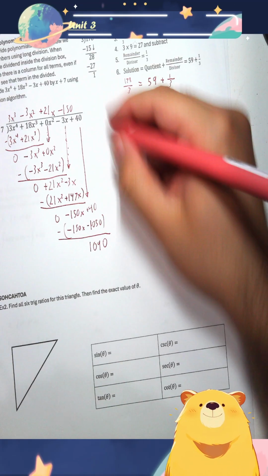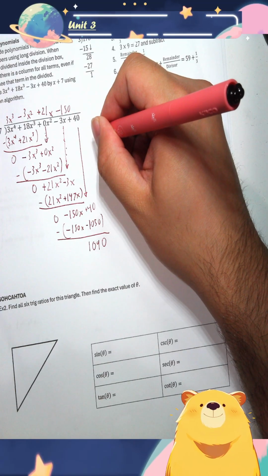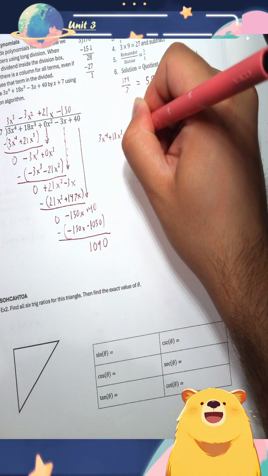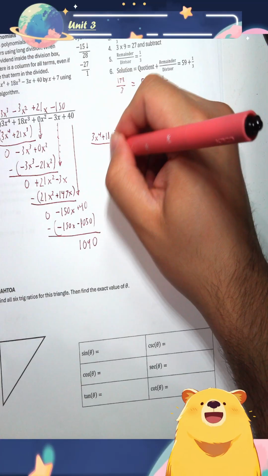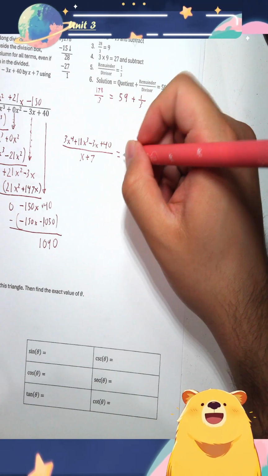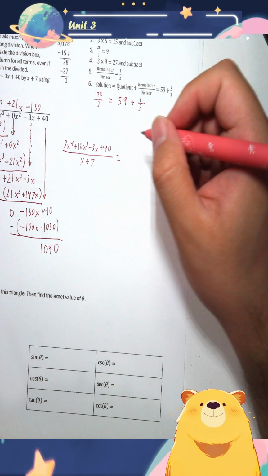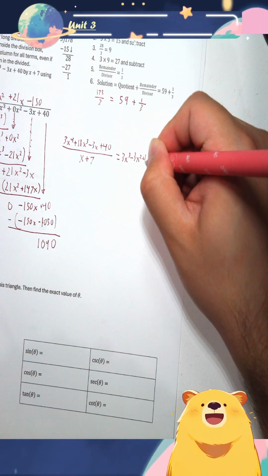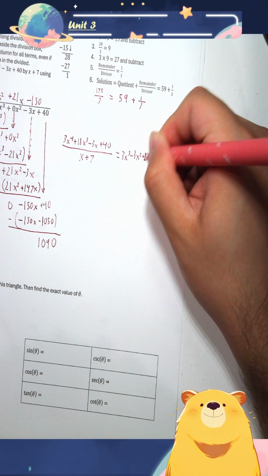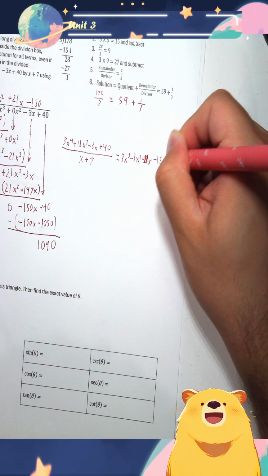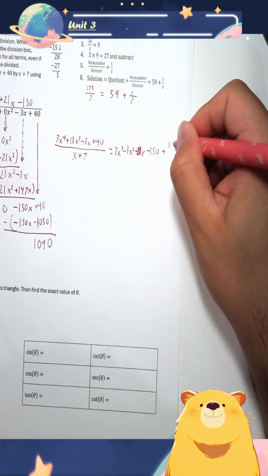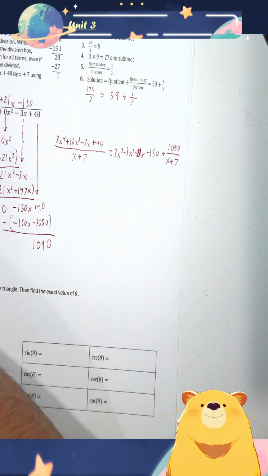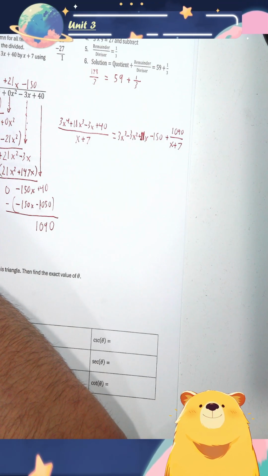Okay, so from here, what does this say? This says that when we took this whole polynomial that reads 3x to the fourth plus 18x to the third minus 3x plus 40 divided by x plus 7, this gives us our fully divided quotient, which is 3x to the third minus 3x squared plus 21x minus 150, and then plus the remainder, which is 1,090 divided by our divisor, x plus 7. Okay, all right.